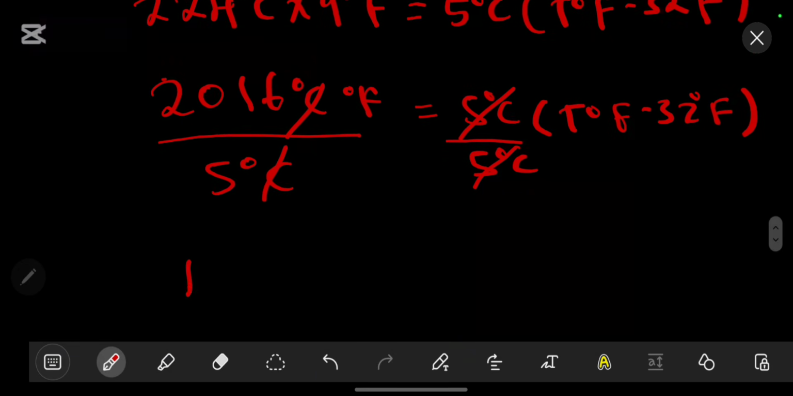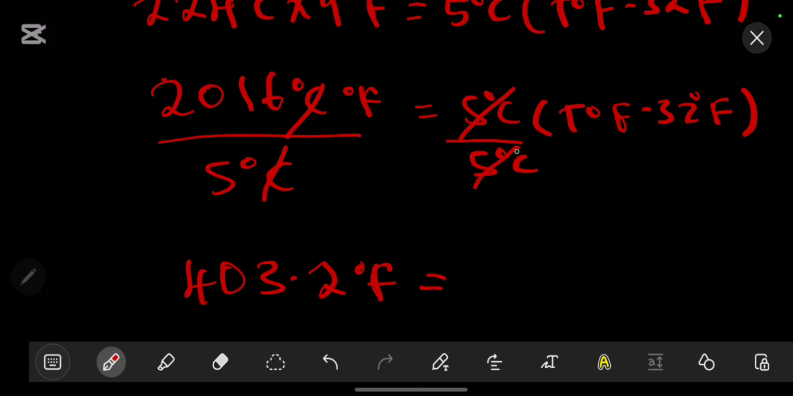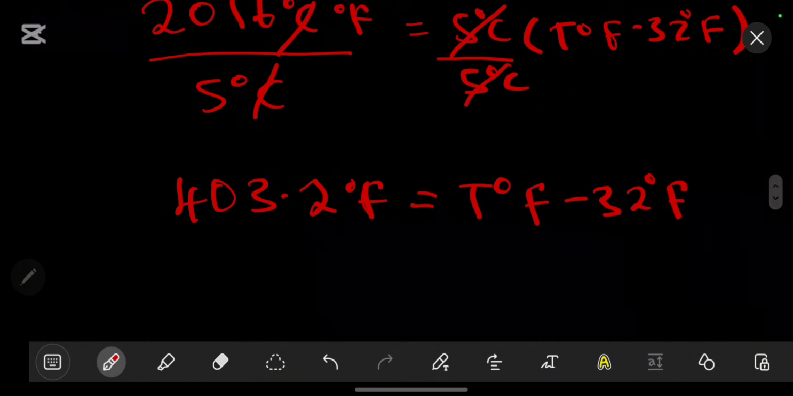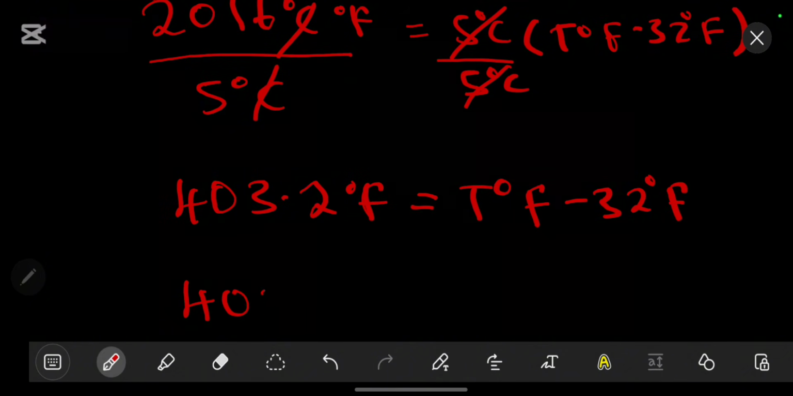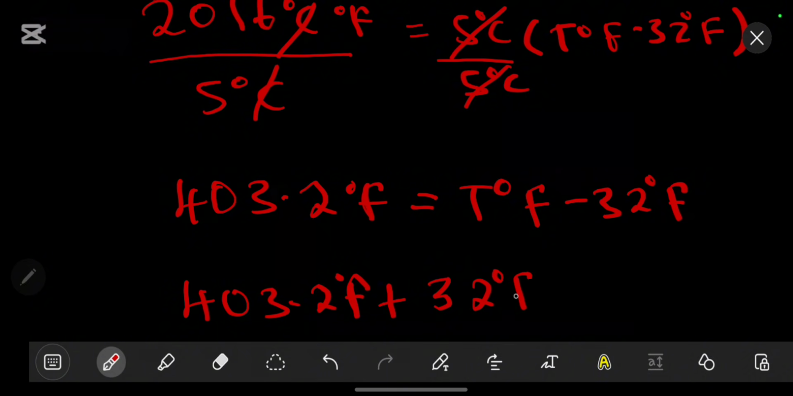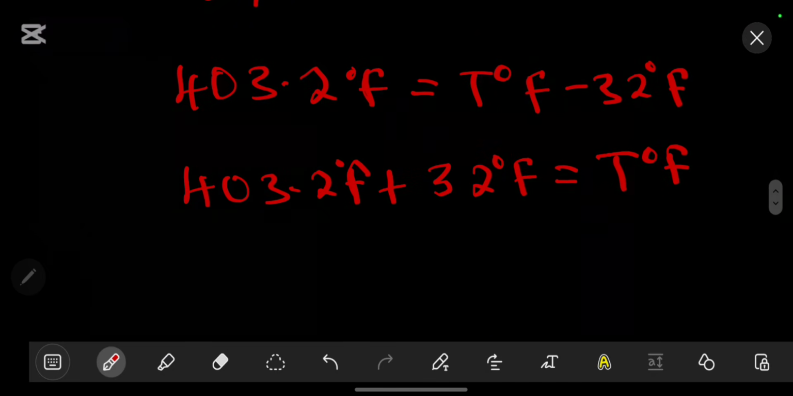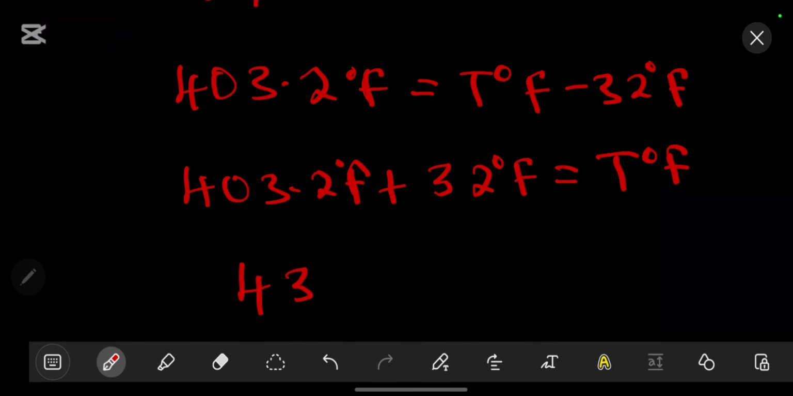This gives us 403.2 degrees Fahrenheit, which should be equal to, if we cancel there, we are remaining with the temperature in degrees Fahrenheit minus 32 degrees Fahrenheit. Taking the 32 this side, we are going to have 403.2 degrees Fahrenheit. We add it if it crosses the equal sign, plus our 32 degrees Fahrenheit should be equal to the temperature in degrees Fahrenheit, like that. So we are going to still have the same value of 435.2 degrees Fahrenheit should be equal to the temperature in degrees Fahrenheit, like that.